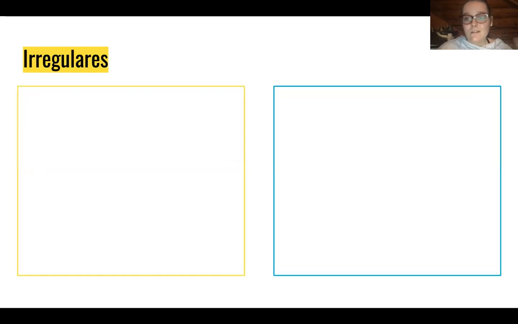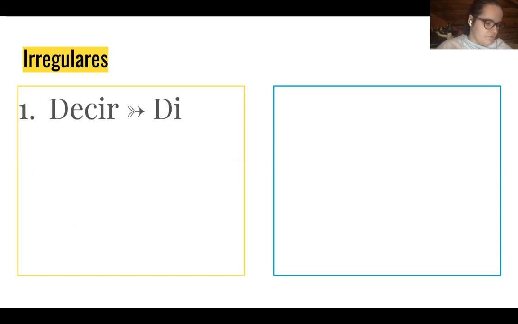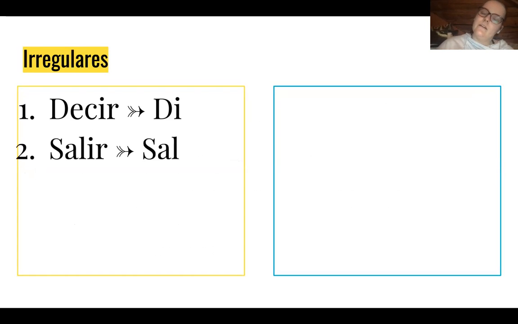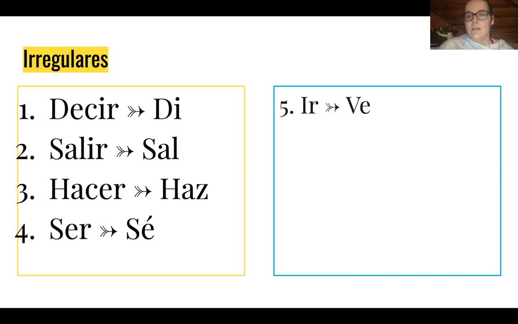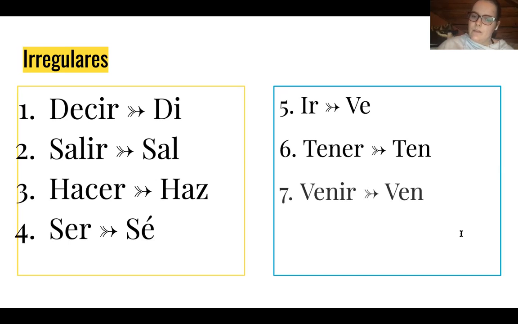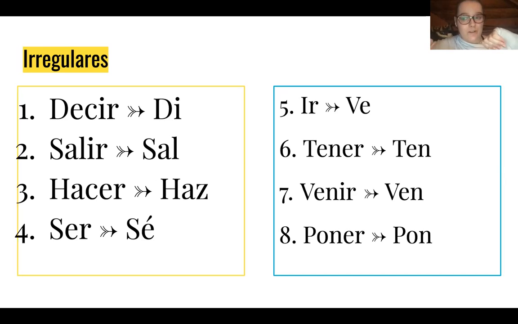Irregular verbs, we have a lot of those in Spanish. It's going to be a fun time. Decir is going to become di. Salir is going to become sal. Hacer is going to become haz. Ser is going to become sé. Ir is going to become ve. Tener is going to become ten. Venir is going to become ven. And poner is going to become pon. Half of these, super fun.